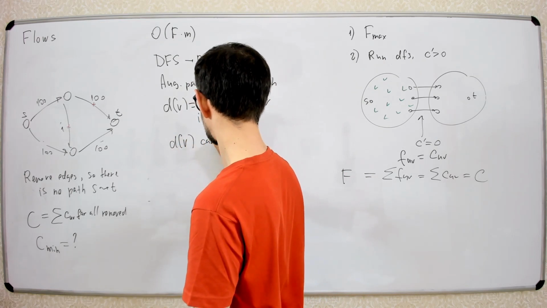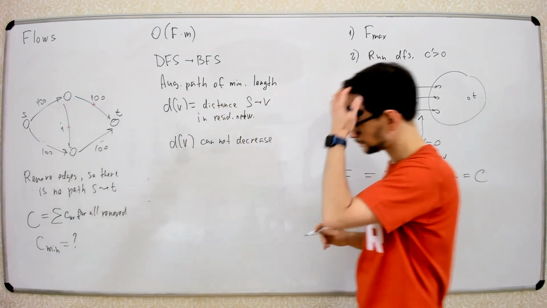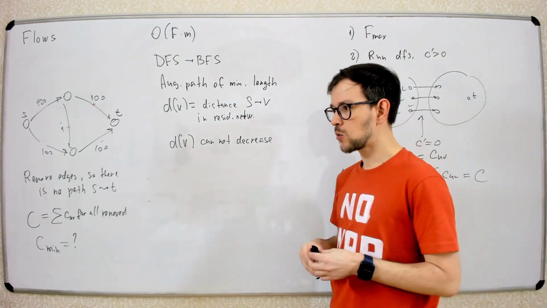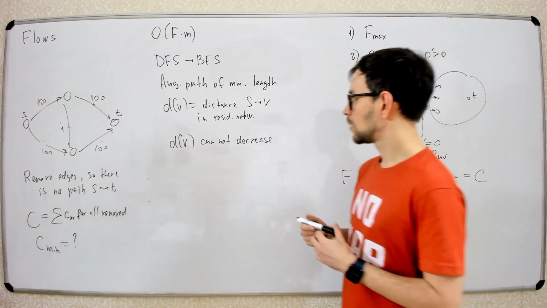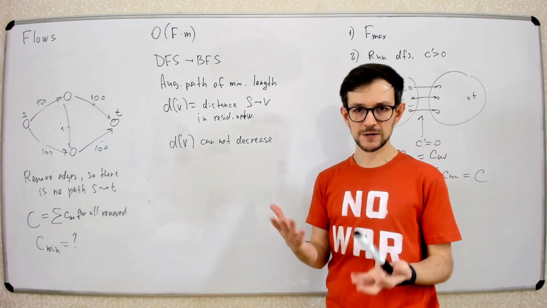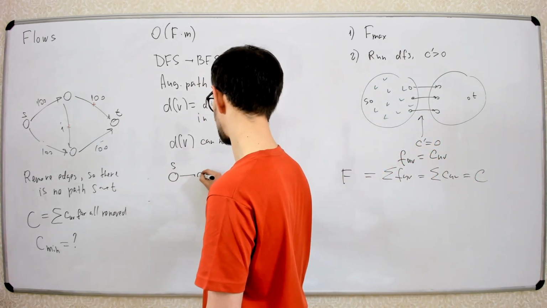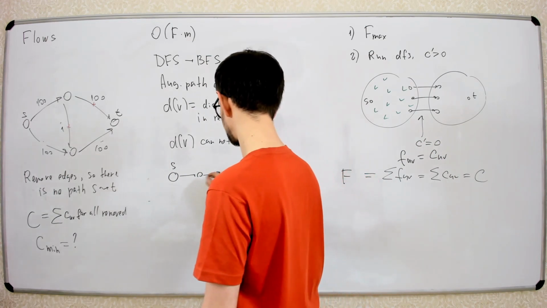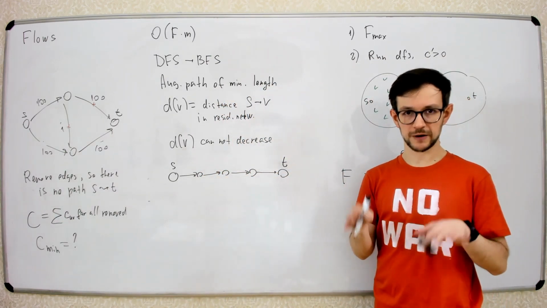Cannot decrease. Why is it true? Because of the way we apply the changes to our residual network. We always apply change only to this augmenting path, and we try to find an augmenting path of the minimal length. So we take this shortest possible augmenting path. So this is the shortest augmenting path.